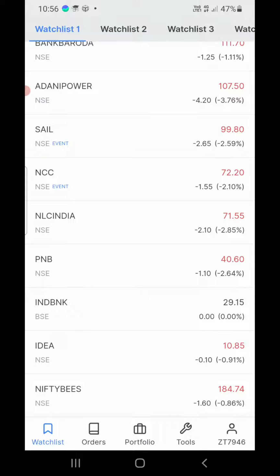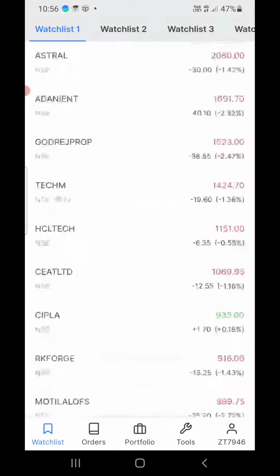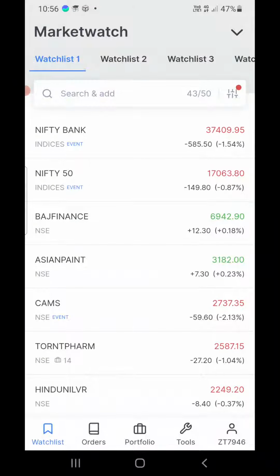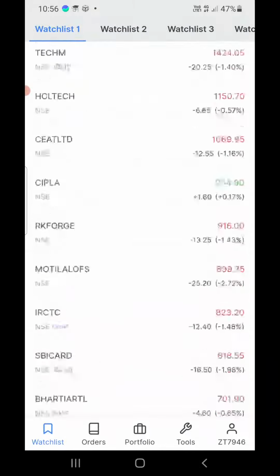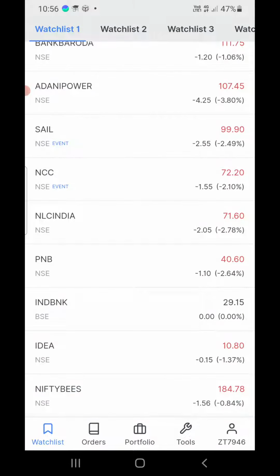Okay, so right now it is minus 0.86% today because the market is negative, and you can see Nifty 50 is also minus 0.88%. Okay, so if Nifty 50 goes up, then this Nifty Bees will also go up. If Nifty 50 goes down, then it will go down.